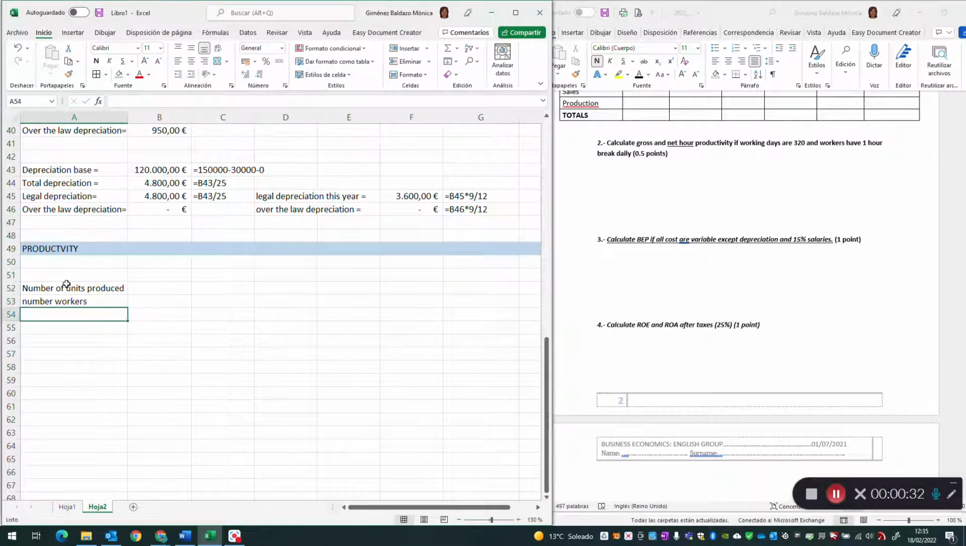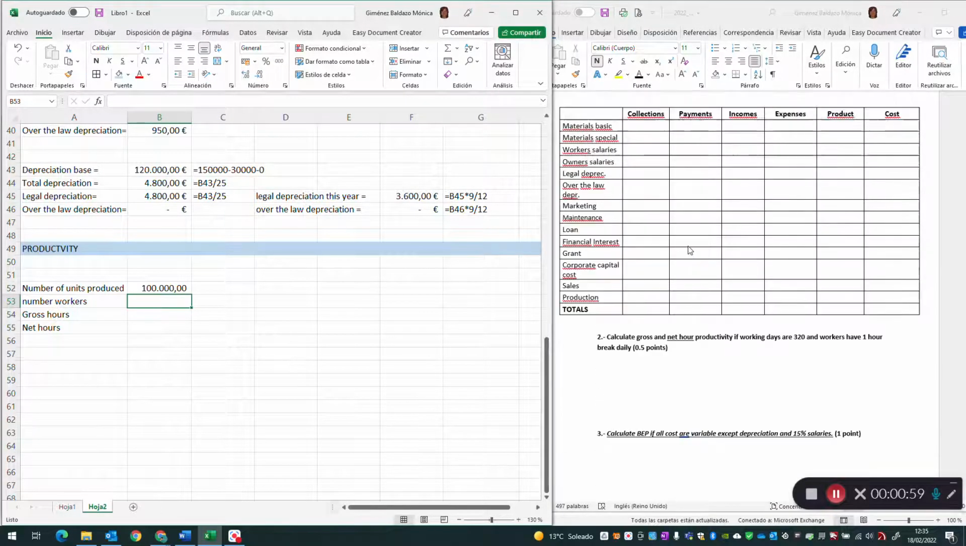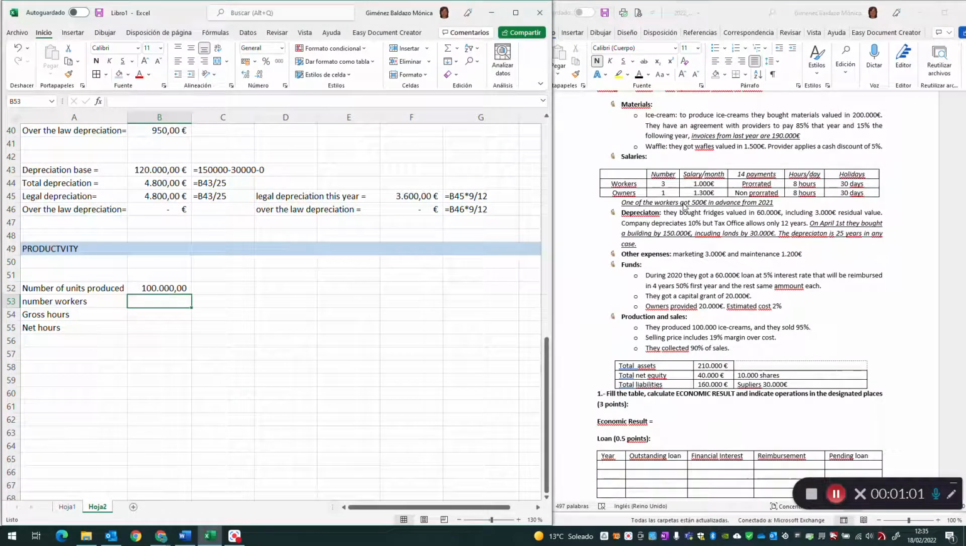And please remember, when we talk about workers, it's literally workers. We don't take into account the owner, we don't take into account the manager, we don't take into account anyone who has a higher position, okay? We're talking about workers. And then we need to calculate gross hours and net hours. So the number of units produced was 100,000. We have seen this in the previous video. The number of workers, let's go back to the information here, and it says there are 3 workers.